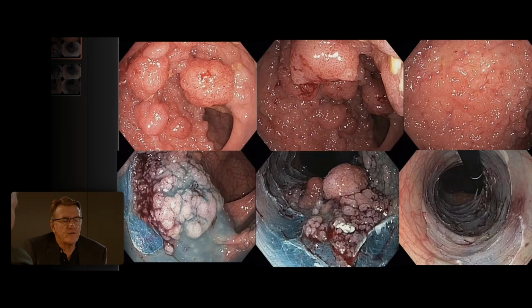Because this lesion's in the right colon, we know from our own data based on thousands of cases that the risk of invasive disease with this 2A plus 1S granular lesion is very low, less than a few percent. So we would not do ESD here. If this lesion was in the rectum, 100% ESD, because the risk of invasive cancer could be 10, 15, 20%. But it's very much influenced by location.